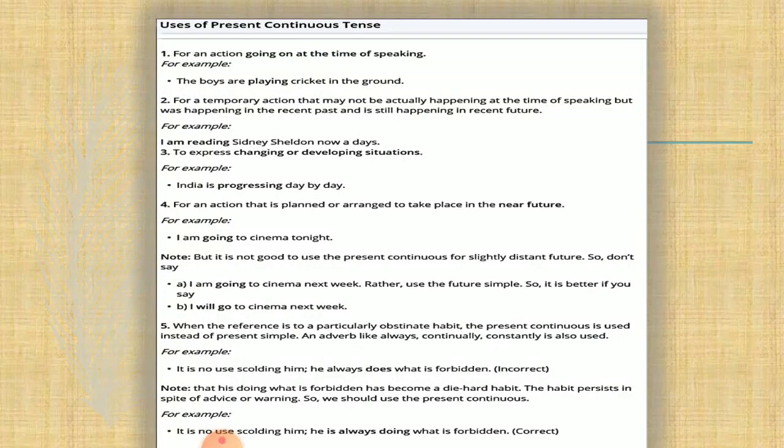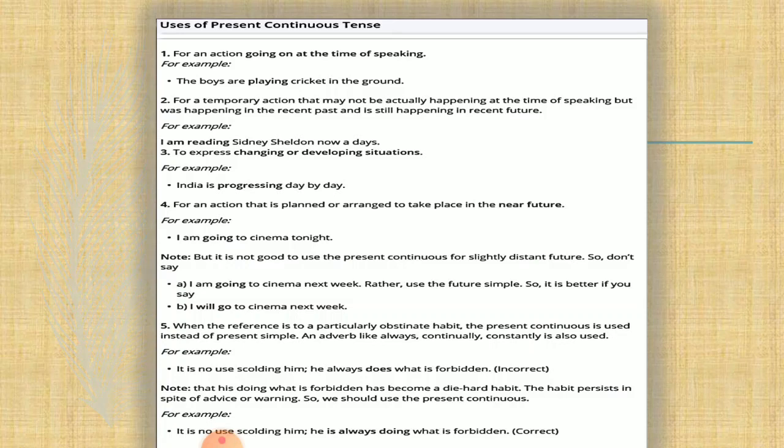Now we talk about the present continuous tense. In present continuous tense, first of all, there's a structure: your helping verbs are is, am or are, with the verb's first form along with the ing form. Is is used for singular pronouns like he, she, it. We use am with I and are with you, we, they.